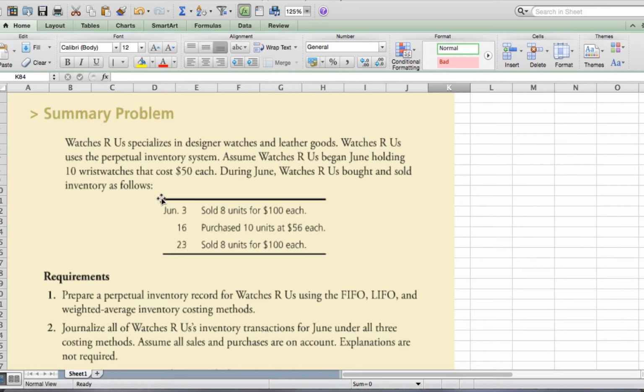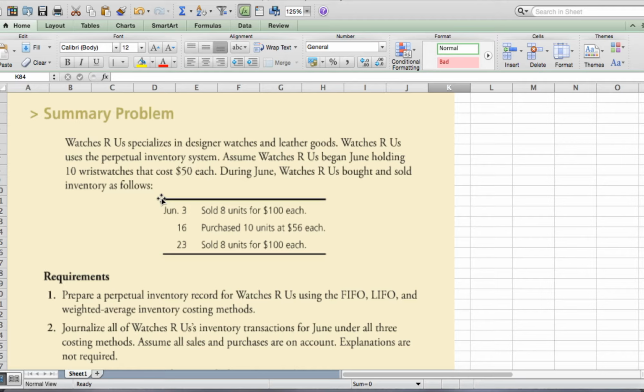So just to read the little summary there, Watches R Us specializes in designer watches and leather goods. They use the perpetual inventory system. We assume that that's the case for everyone anyway. Assume Watches R Us began June holding 10 wristwatches that cost $50 each. So 10 watches at $50 each is our beginning inventory.